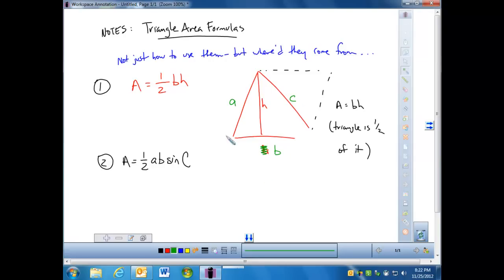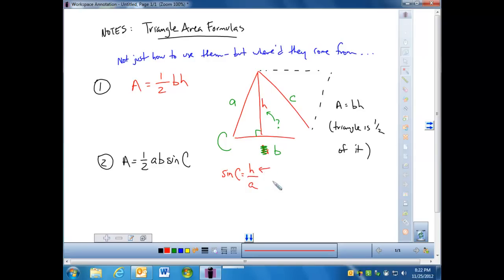And I've got the other sides labeled A and C, and of course remember angle C is always across from side C. Now what I really want you to think about is how can I rewrite the height in terms of these other letters? Remember that height has to be perpendicular, so I should be able to use a trig function here. If I write this as the sine of angle C equals the opposite, or H, over the hypotenuse, or A.